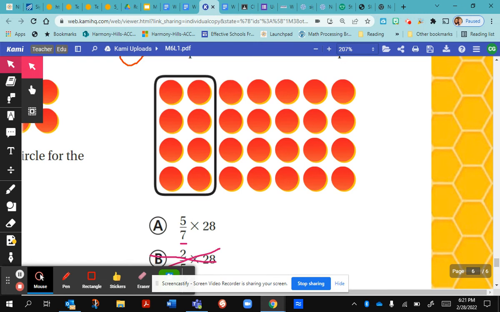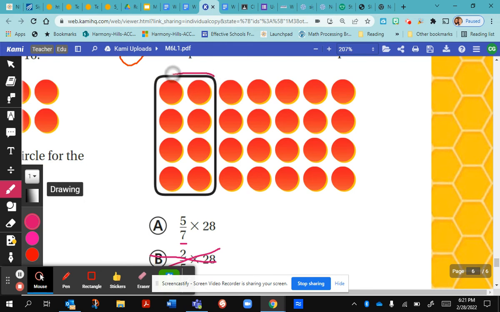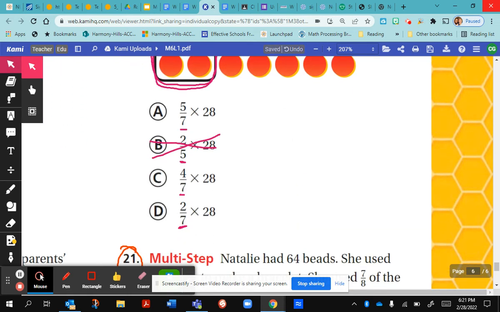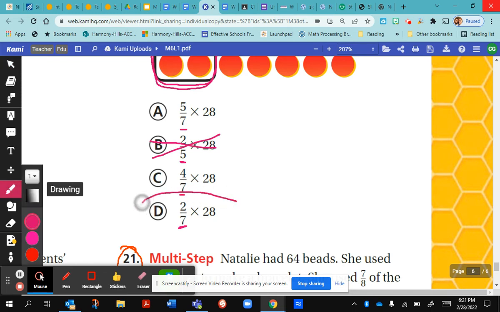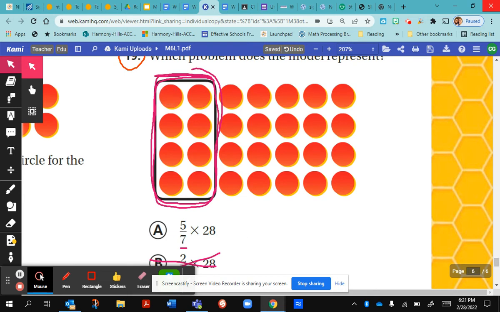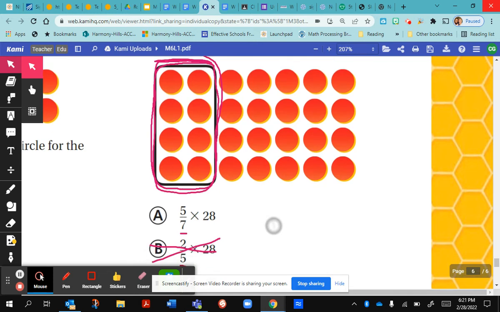Now I'm looking at, out of the 7 groups, how many were circled? You're looking at 2 groups, right? You can always take your pencil and see that it's 2 groups out of the 7 that were circled. Which one represents 2 out of the 7 groups? Very good, so the answer here is going to be D, because you have a total of 28, and 2 out of the 1, 2, 3, 4, 5, 6, 7 were circled. It's not looking for the answer, it's just the equation. Does that make sense now?